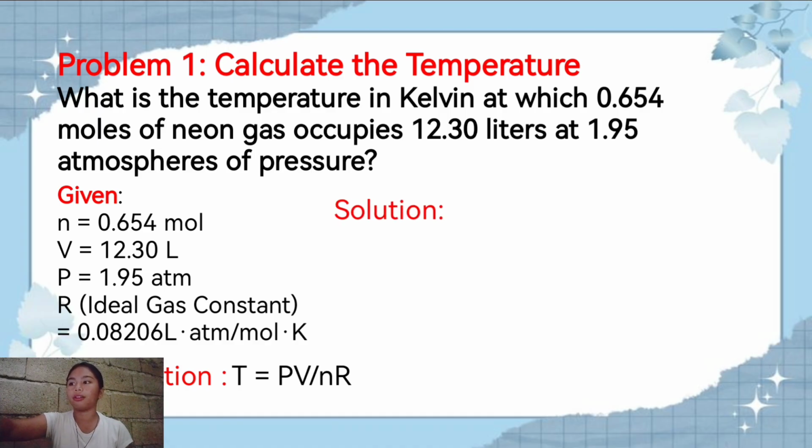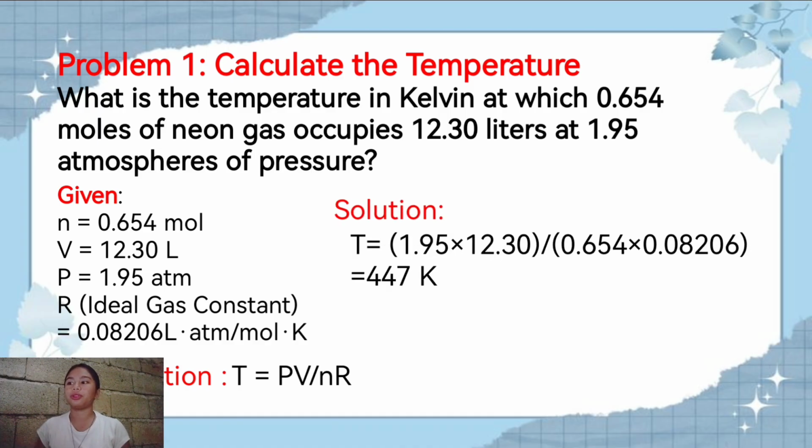So, mao ni siya ang final nga answer, which is 447 Kelvin. So, this means that at 447 K, the gas molecules are moving fast enough to produce the pressure and occupy the volume.